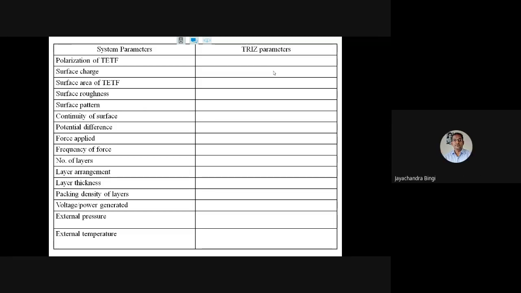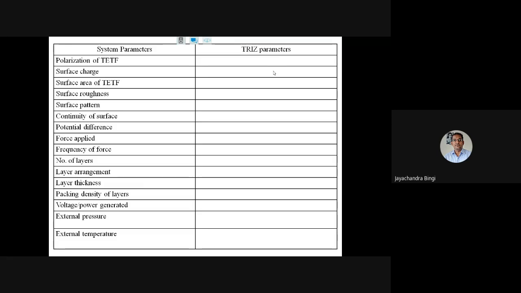Force is already there. What is the number? 10. So that is the next thing. Force applied anyway, it's a force. That's already over.